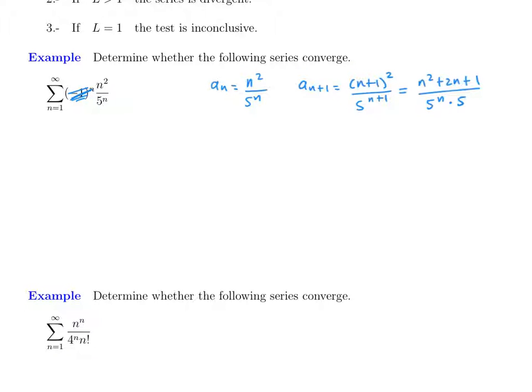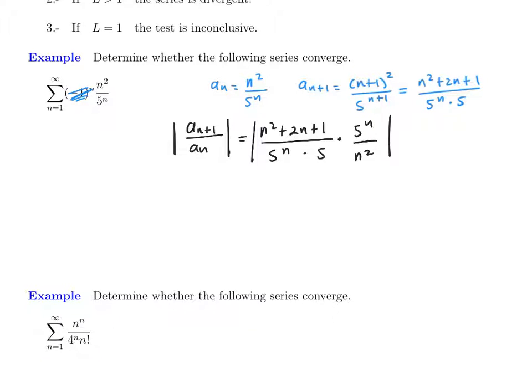We find the ratio. So the ratio an plus 1 over an will be equal to n squared plus 2n plus 1 over 5 to the n times 5 times 5 to the n over n squared. All of this is in absolute value. Here we can cancel this, and we don't need the absolute value anymore. This is n squared plus 2n plus 1 over 5 n squared.